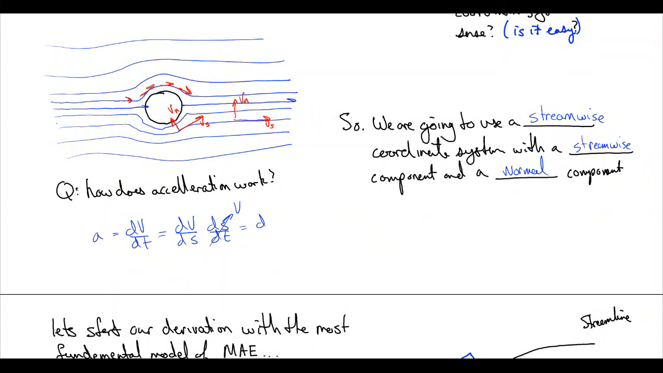So this is going to be equal to dv ds times velocity. Okay? So if we want to break this up now, we say acceleration streamwise is equal to our velocity times dv ds, and our acceleration normal to our streamline is equal to v squared over r, which should look very familiar, right? Where r is the radius of curvature of the streamline.